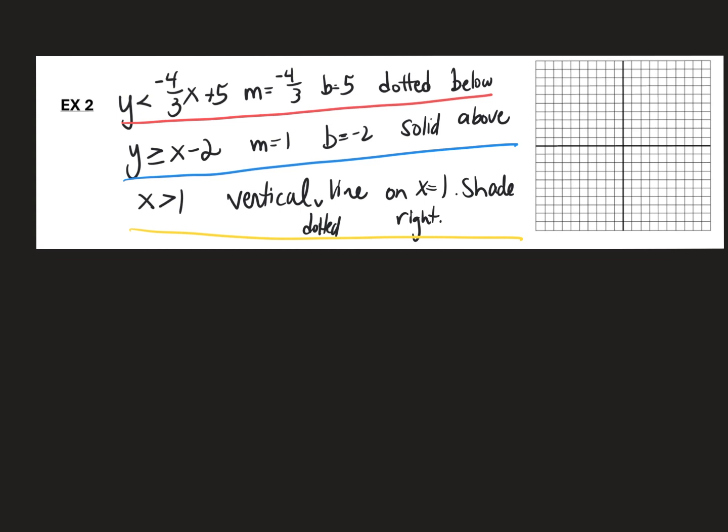My slope is -4/3. My y-intercept is +5. 1, 2, 3, 4, 5. So there's my y-intercept. I'm going to rise 1, 2, 3, 4, run 1, 2, 3 to the left. And did I do that right? No. Hold on. Then I'm going to rise 1, 2, 3, 4, run 1, 2, 3, put a dot.